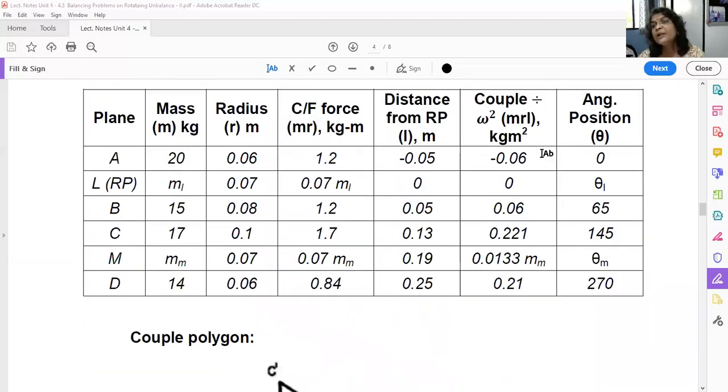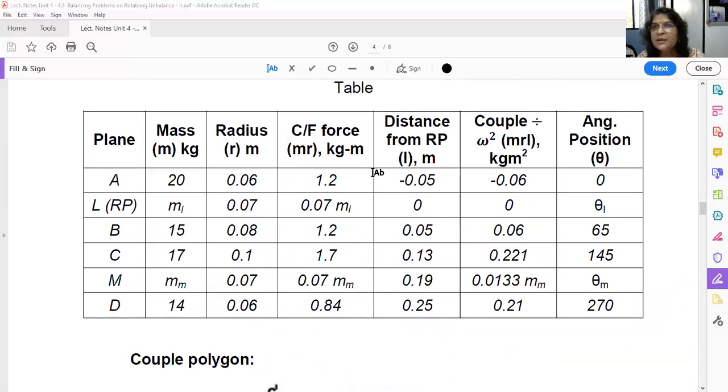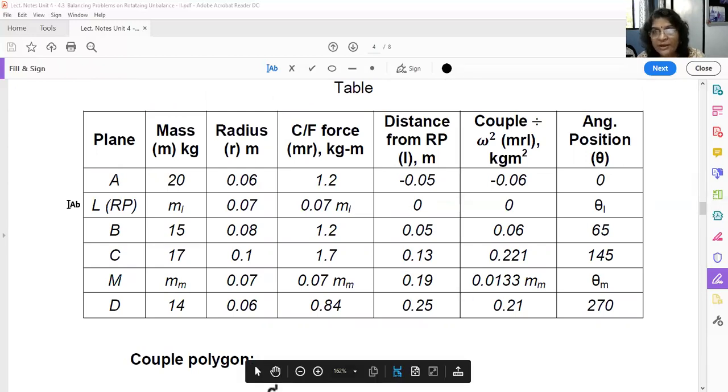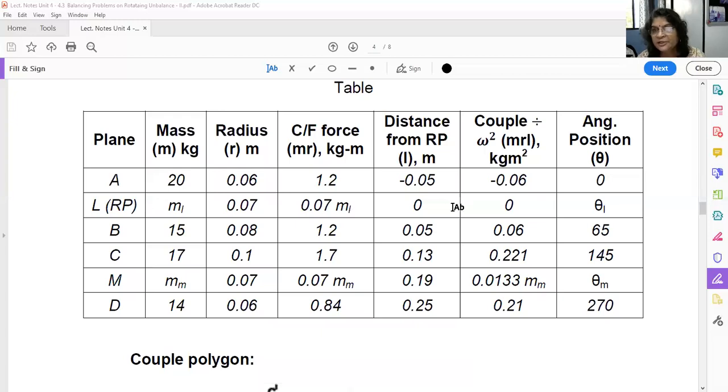Now you have to write down the couple. The next column is couple divided by omega square. What do you mean by couple? Just the product of force into length. So the product of these 2 columns will give you these rows. Now, as you have taken plane L as the reference plane, the distance of this plane from the same plane is 0. So naturally this unknown will be eliminated, and it has 0 couple. So now there are only 5 vectors, out of which only 1 is unknown. So you can easily draw it.